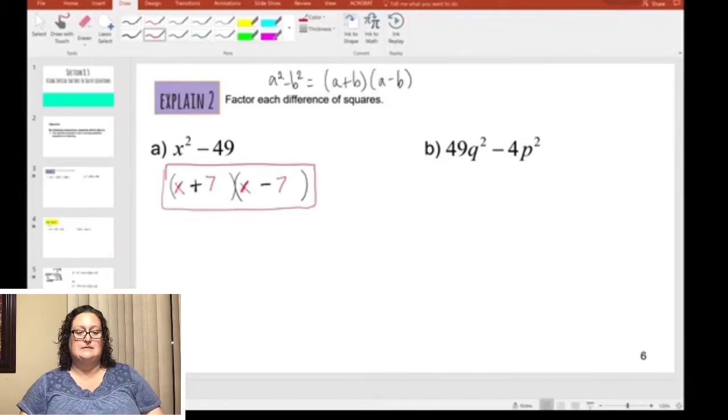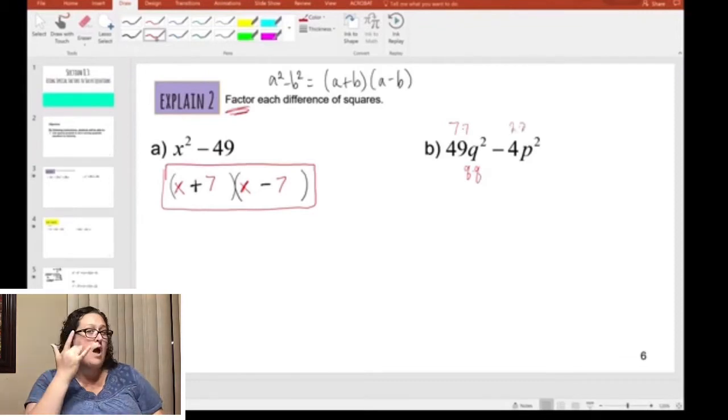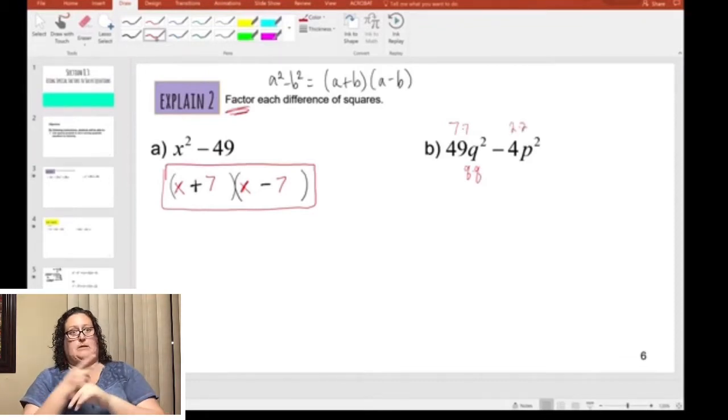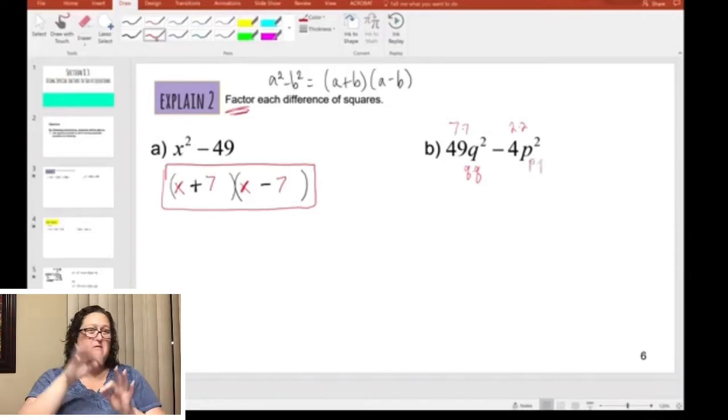If it asks us to factor, then that means that we're not solving for x, so we're not using the zero product property. Let's look at part B. We have 49q squared minus 4p squared. This is a perfect square because 49 is 7 times 7. And q squared is a perfect square because q squared is q times q. 4 is a perfect square because 4 is 2 times 2. And p squared is a perfect square because that's p times p.